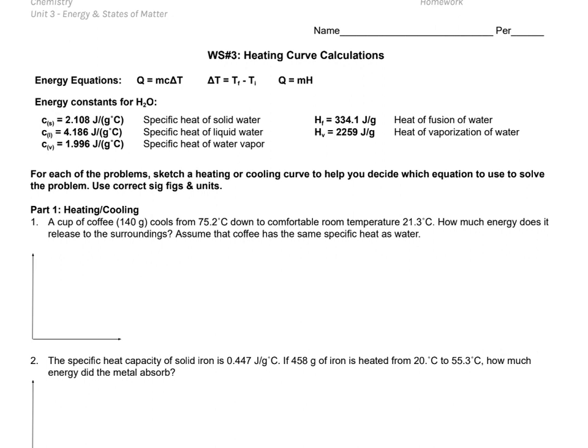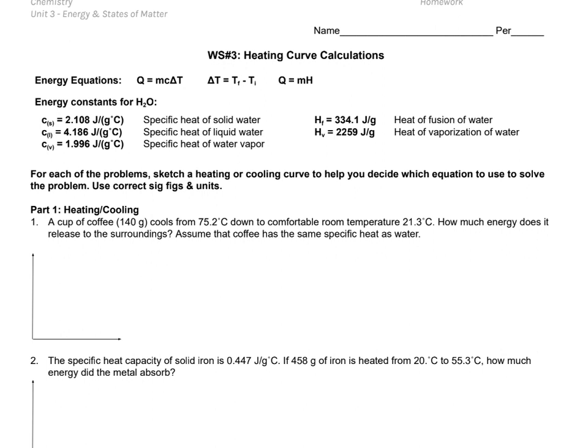H in the Q equals mH equation is the heat either of fusion or vaporization, which is how much energy it takes to change the phase of 1 gram of a substance. So we're going to start with question number 1. All the questions in part 1 are heating or cooling, which means we'll be using the Q equals mc delta T equation.